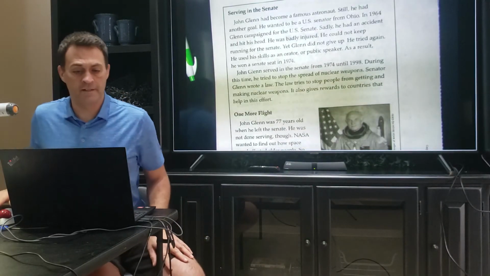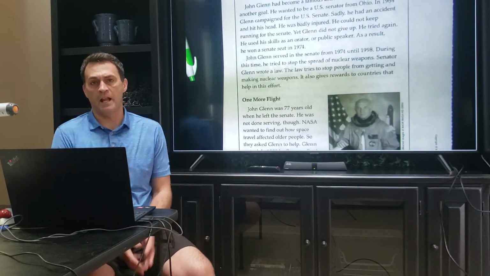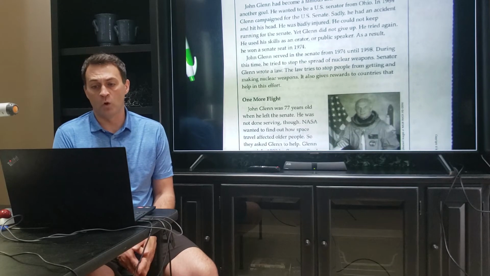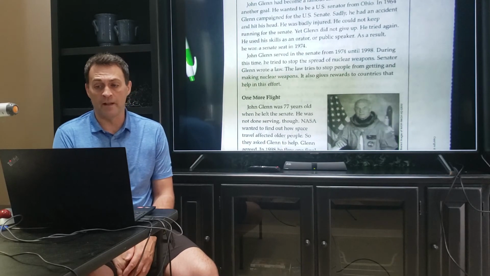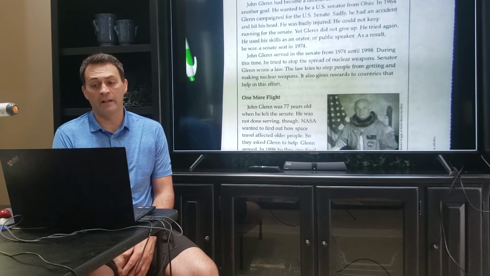Serving in the Senate. John Glenn had become a famous astronaut. Still, he had another goal. He wanted to be a U.S. Senator from Ohio. In 1964, Glenn campaigned for the U.S. Senate. Sadly, he had an accident and hit his head. He was badly injured. He could not keep running for the Senate.